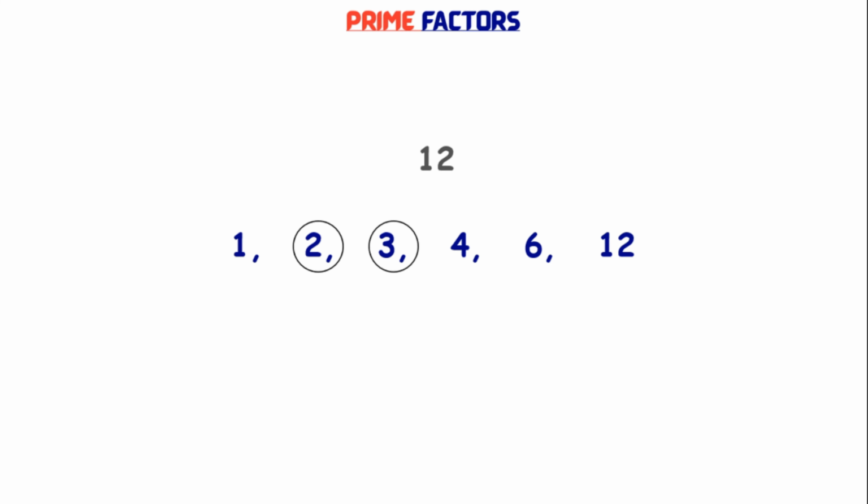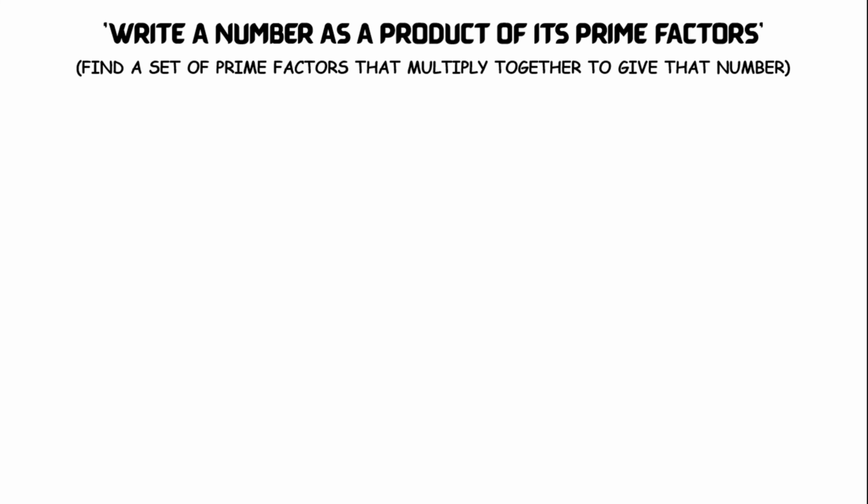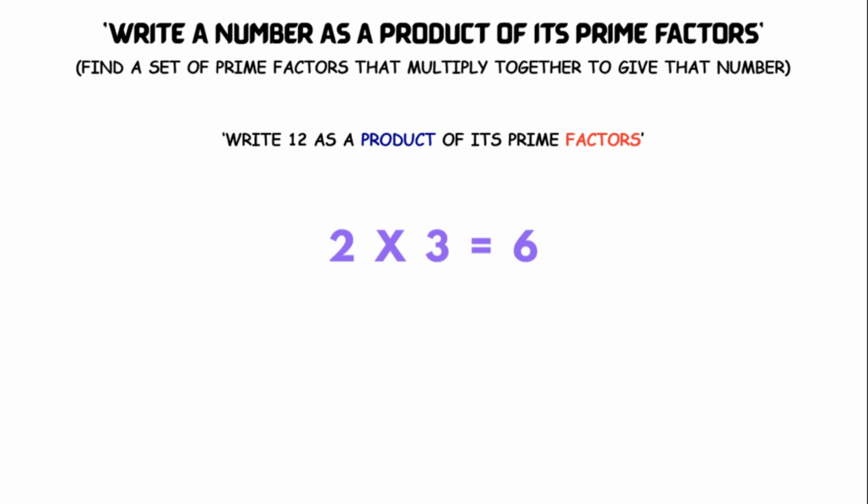When you get questions about this sort of topic in the exam, they'll normally ask you to write a number as a product of its prime factors. And what they mean by this is that they want you to find a set of prime factors that multiply together to give that number. So if we were asked to write 12 as a product of its prime factors, we'd need to come up with a set of numbers that multiply together to make 12.